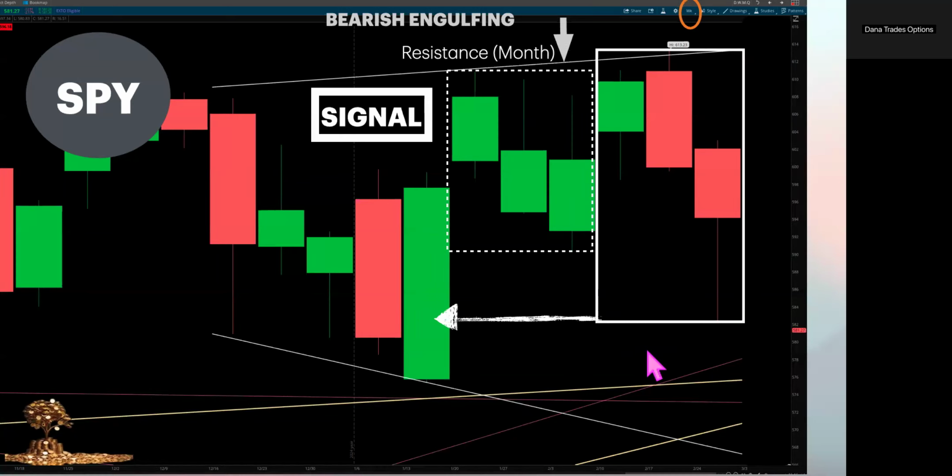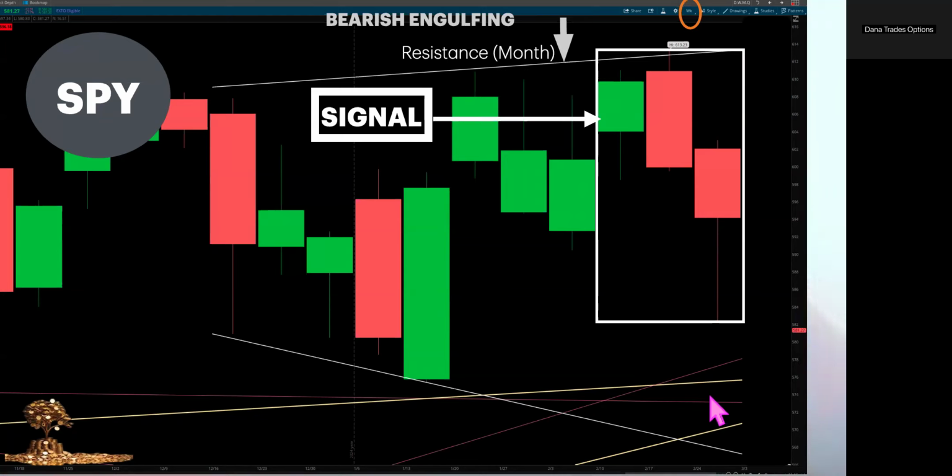How do I know it's a bearish engulfing candle? Well, the closing price of our 3 week bearish engulfing candle is lower than the open price. And you should know from our previous videos how to read these candles. Here's our closing price, and here's the open price.